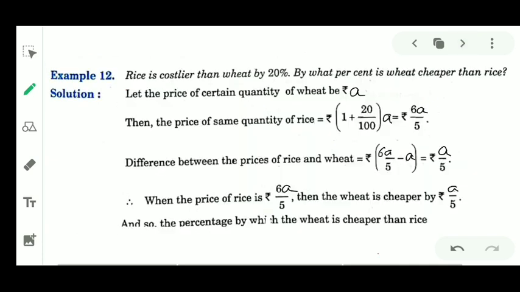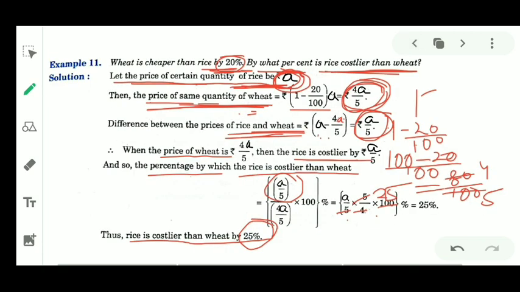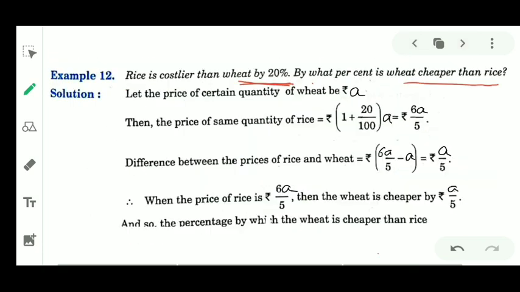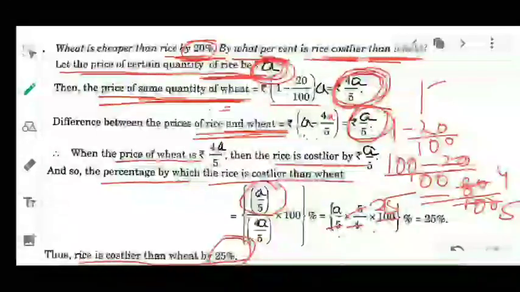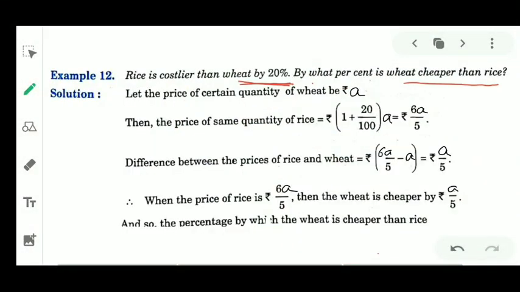Clear? Now example 12. Rice is costlier than wheat by 20%. By what percent is wheat cheaper than rice? The previous example is also the same as example 12, but the only difference is that in that example we had to find out by what percent rice is costlier than wheat. Here you have to find out by what percentage wheat is cheaper than rice.